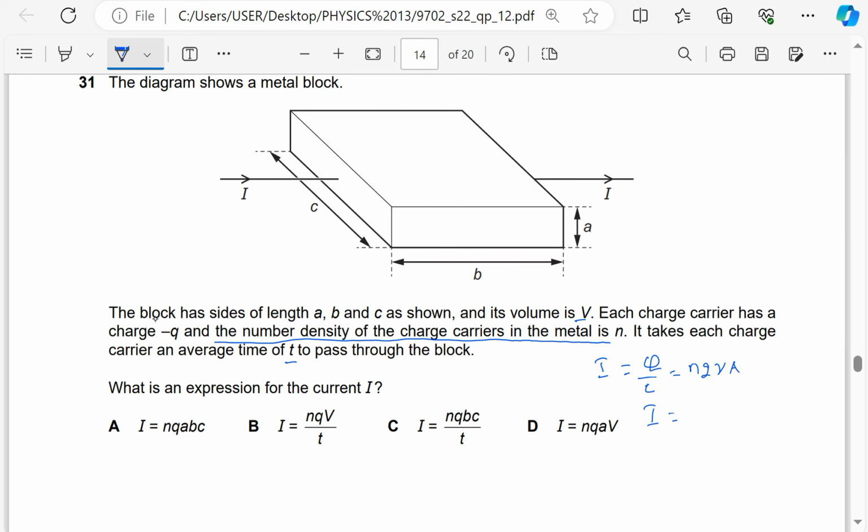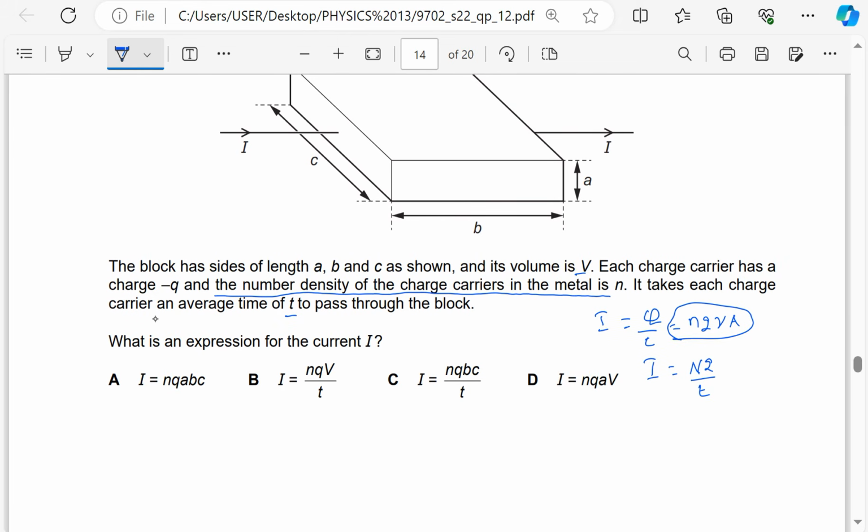Q is going to be the total number of charge carriers times the charge of each charge carrier. I'm first of all leaving out this because it may not be necessary here. Total number of charge carriers times the charge of each charge carrier divided by t, that is still current. But the total number of charge carriers is equal to the number of charge carriers per unit volume, which is small n, times the volume. That will be total number of charge carriers.